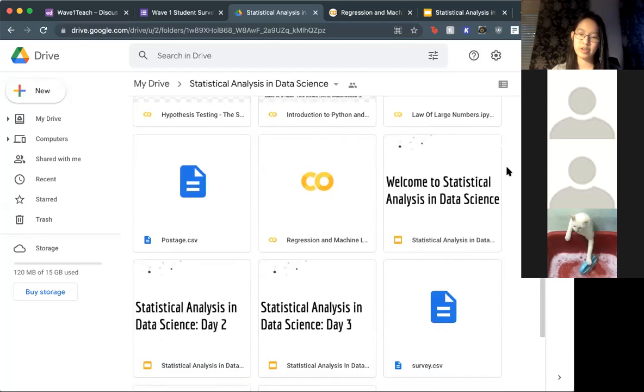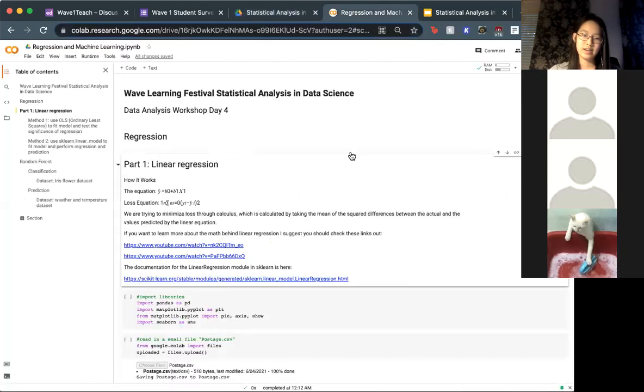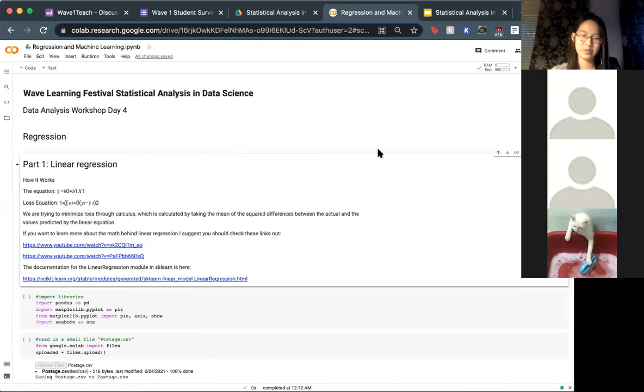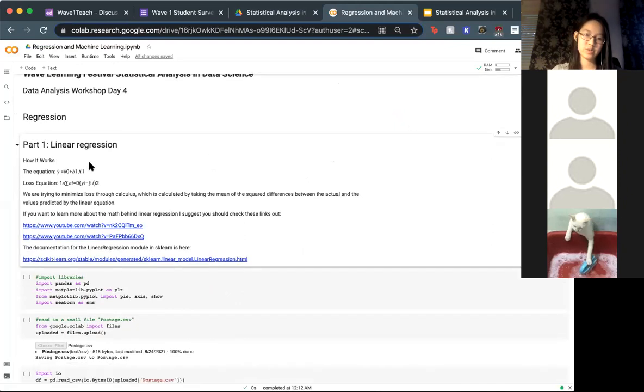But what we're trying to focus on is this regression and machine learning collab notebook. So open that up real fast. Should take you to here, hopefully. This gets you started on some basic regression, just basic modeling here. So, all right, just a real overview, really fast.